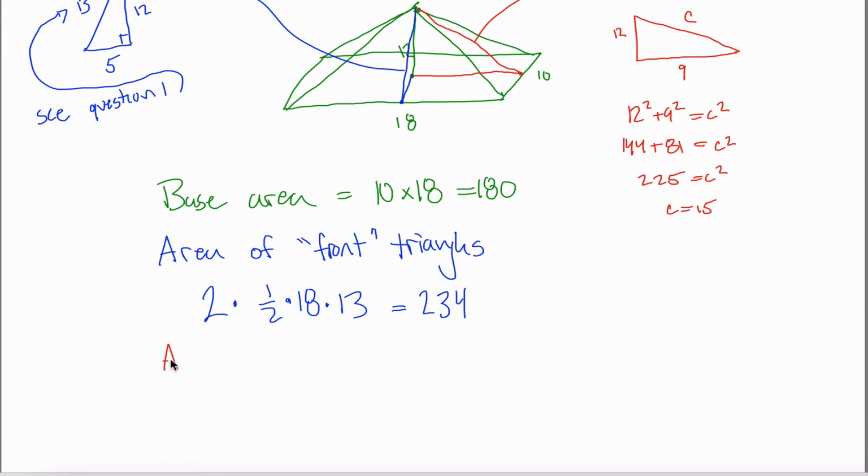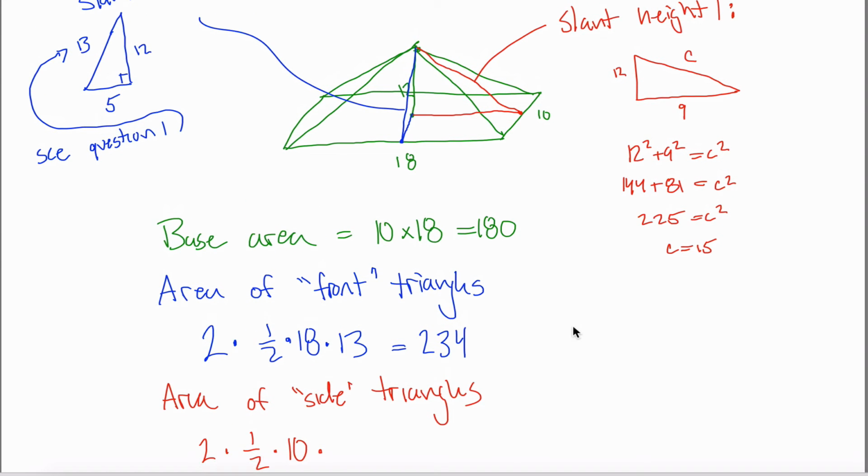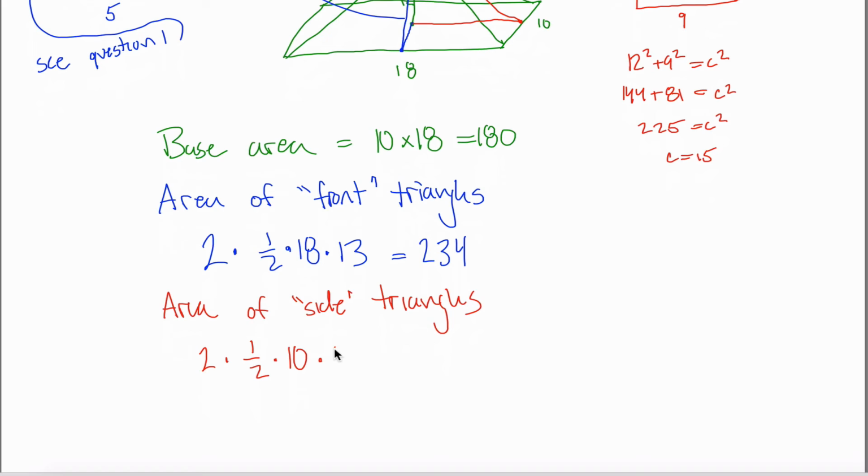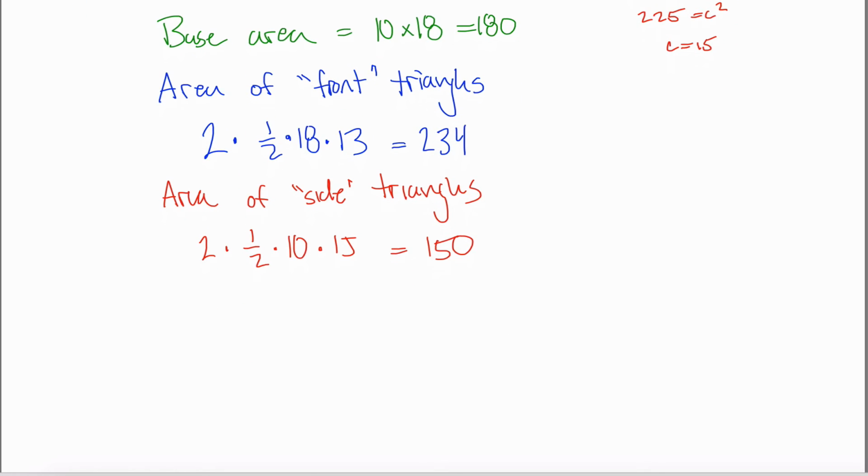I also have side triangles. And they're only sides because of the way I drew this thing. Again, there's 2 of them. And they follow the formula 1/2 times the base times the height. The base here is going to be this 10. And the height here will be the slant height that I calculated over here in red, which is going to be 15. So that is going to be equal to 150.